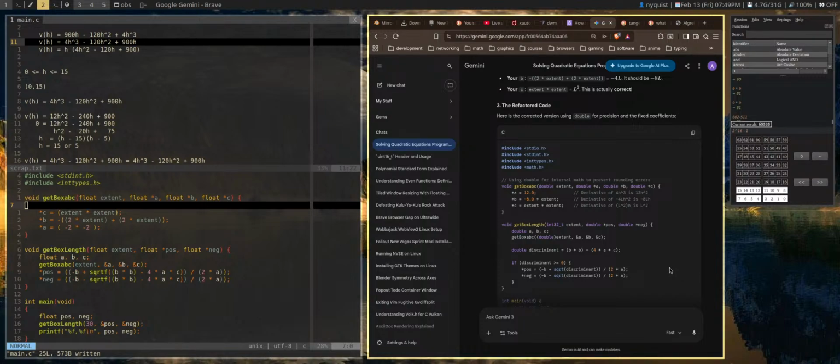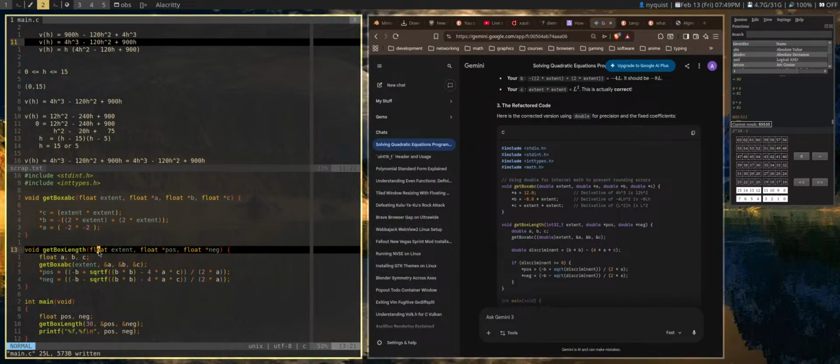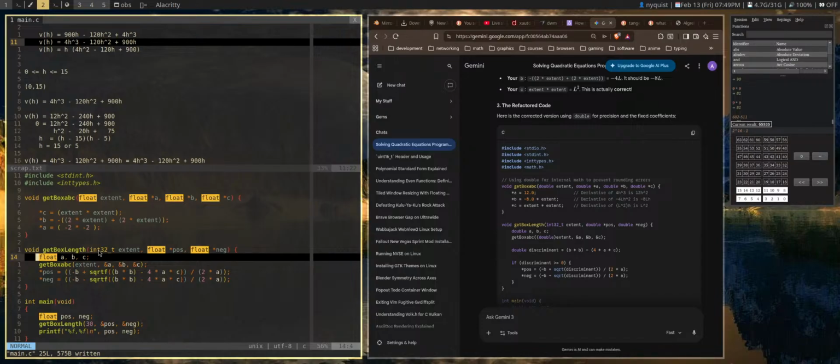I'm pretty sure it's just telling me to use... It's solving for the discriminant. And I don't really, I mean, okay, yeah, I guess I could do that, but I don't need to do that here. It would be nice to do that because I really should be. And then change this to a double. Okay, well, let's change everything to a double.